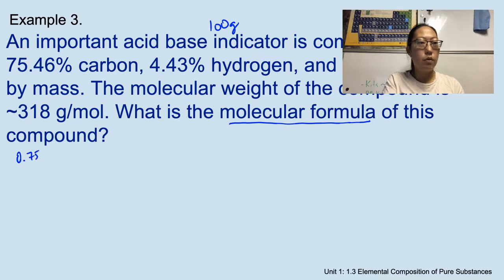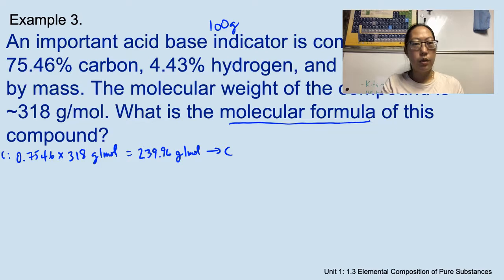So if I change that to a decimal, 0.7546, and let me call this carbon, and I multiply that by 318 grams per mole, 0.7546 times 318, I get 239. I'll keep a couple extra sig figs, grams per mole. I know that this has to be carbon. So if I divide this by 12.01, I get about 19.98. We don't have units now because I forgot to put my units here and cancel them. We are getting this many carbons. This is very close to 20 carbons.